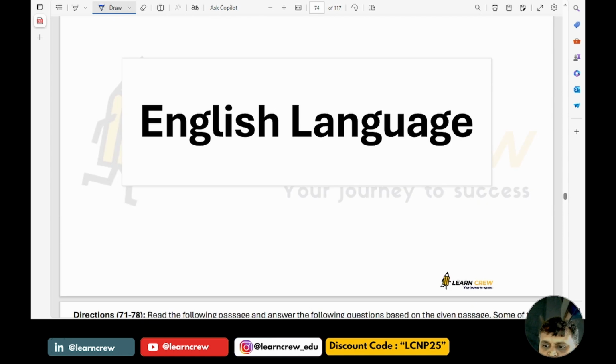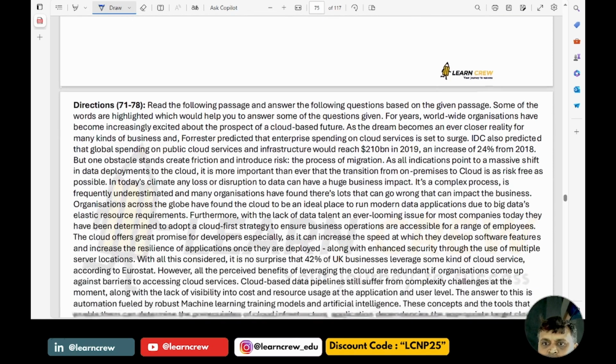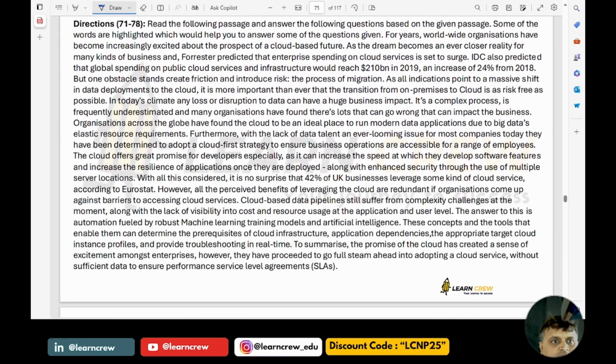So here, question numbers 71 to 100, you have 30 questions in your English language section. See the passage here, some of the words are highlighted which would help you to answer some questions. So from here, the passage.